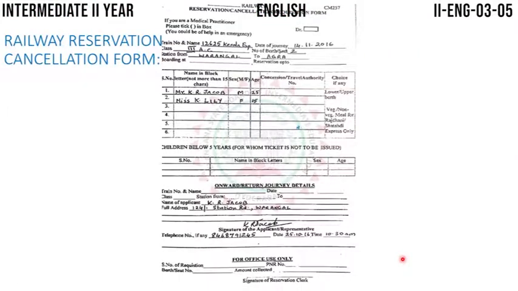The other form available for us is railway reservation or cancellation form, right? So single form can be used to reserve your tickets or cancel your tickets. If you have a plan to go away from your place on a tour, on an official or personal tours, you can reserve your seats or beds through railways. So this is the form available for us for that purpose.